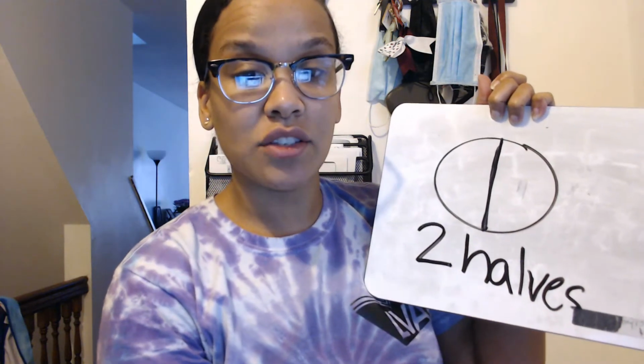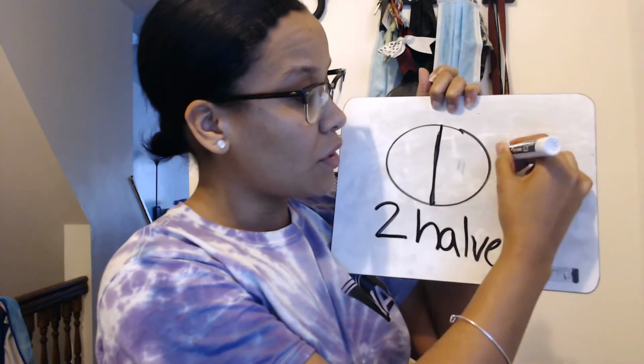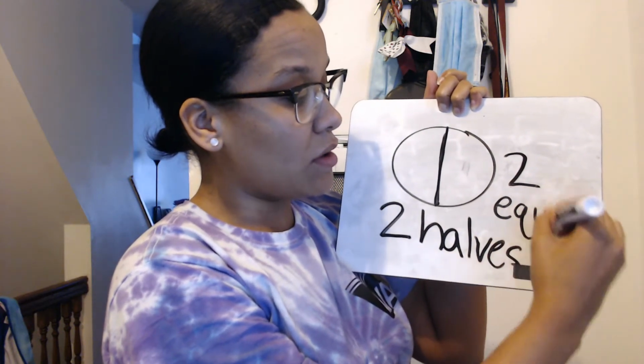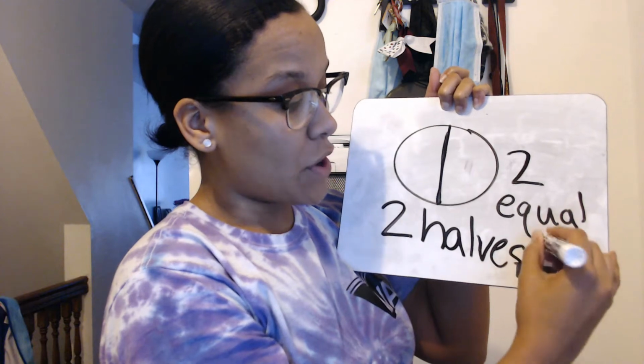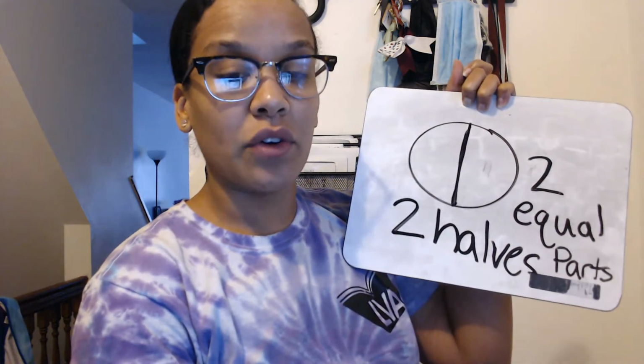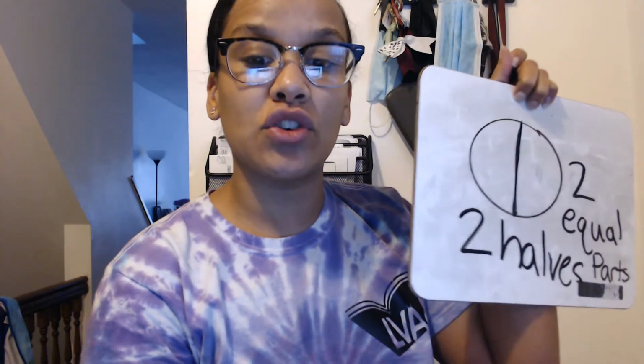And I can also say I have two equal parts. So this circle gave me two halves and two equal parts.